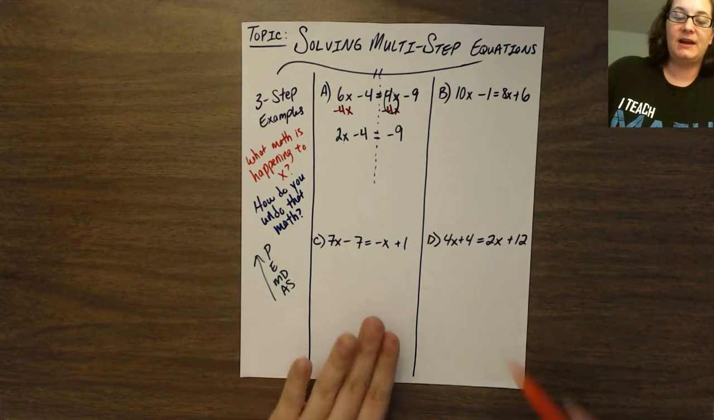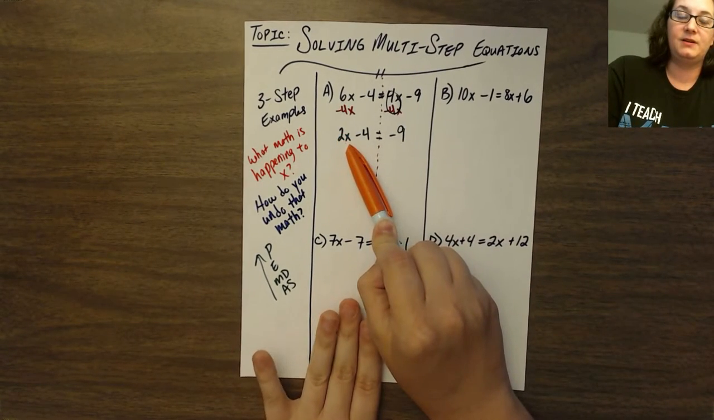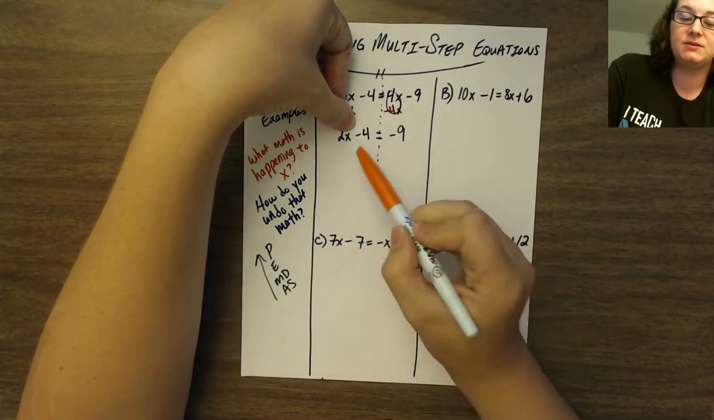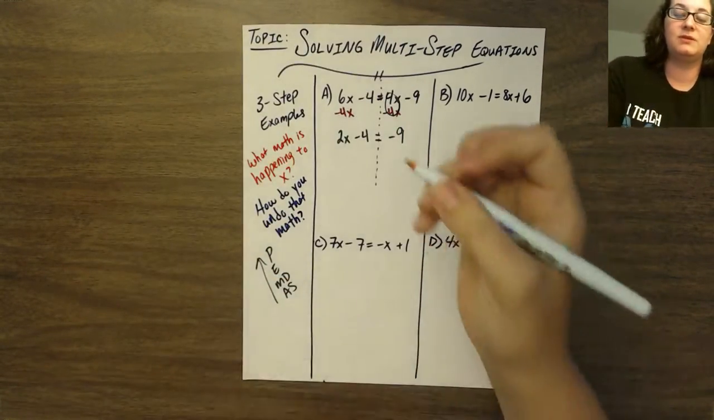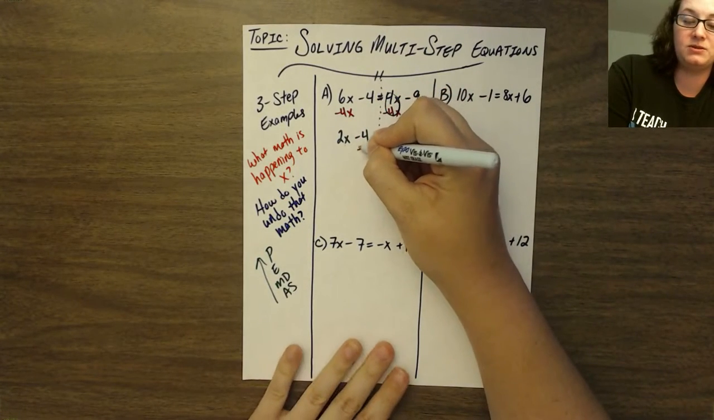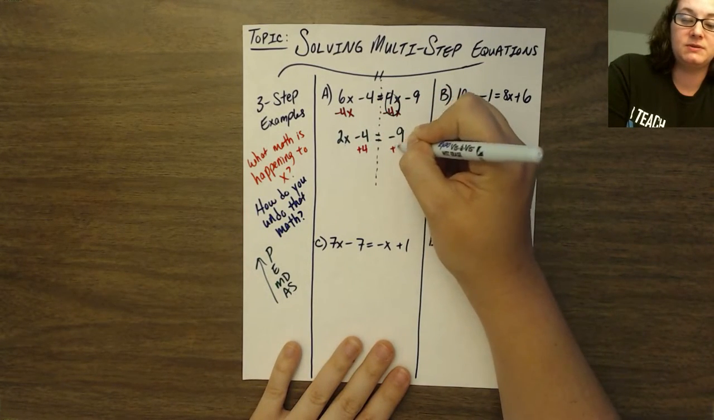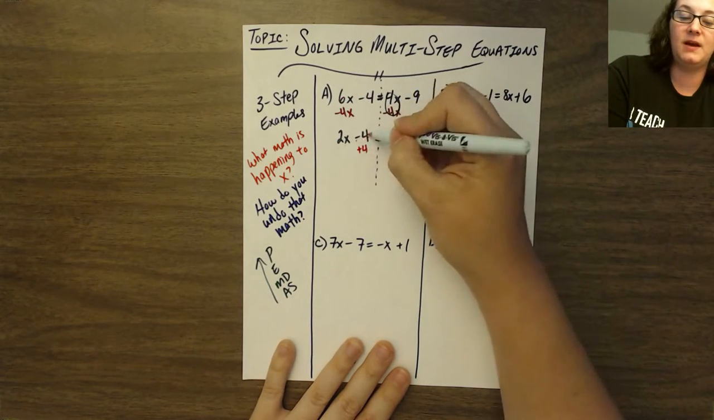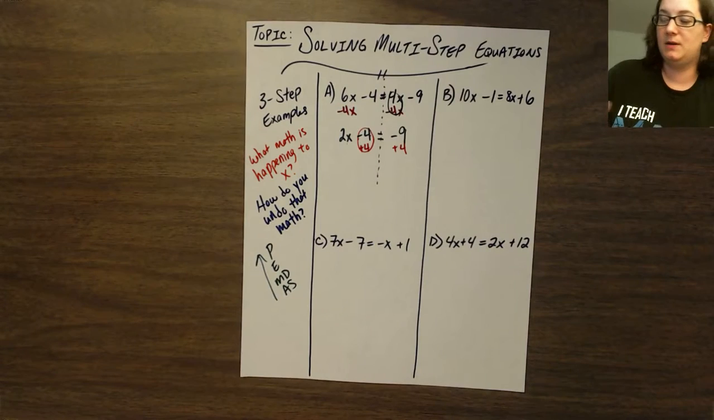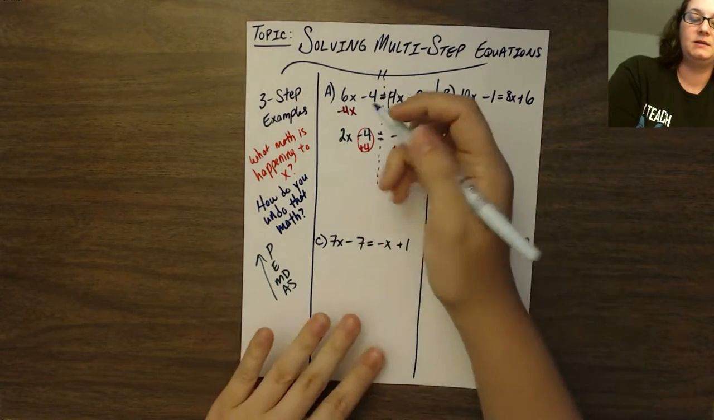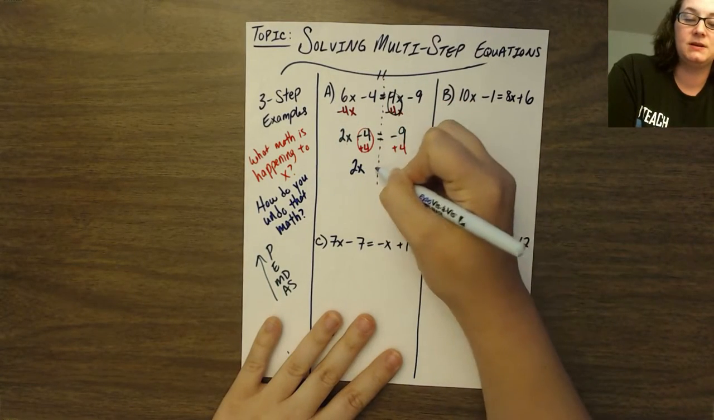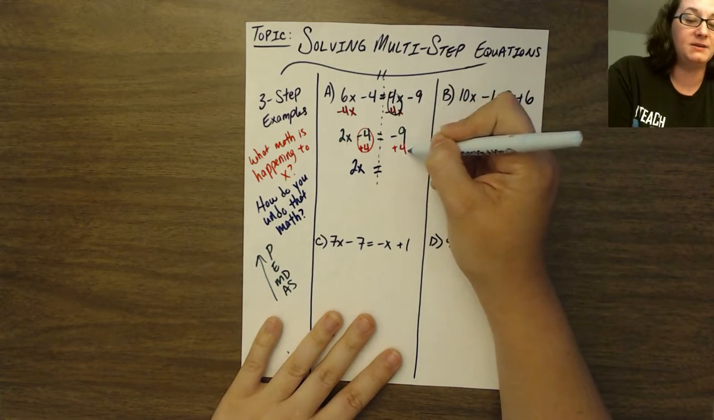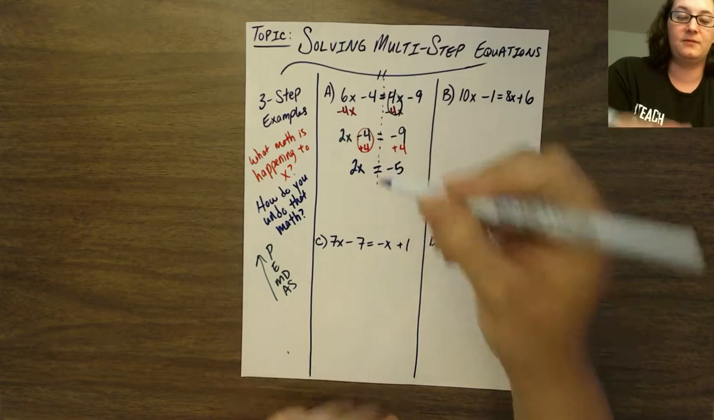So I'm trying to get x by itself, so I want to move things away from x. So I want to get rid of this minus 4. So the opposite of to subtract 4 would be to add 4 to both sides. Minus 4 and plus 4 make that zero pair, leaving me just 2x is equal to, and if I have a negative 9 and a positive 4, that would give me a negative 5.